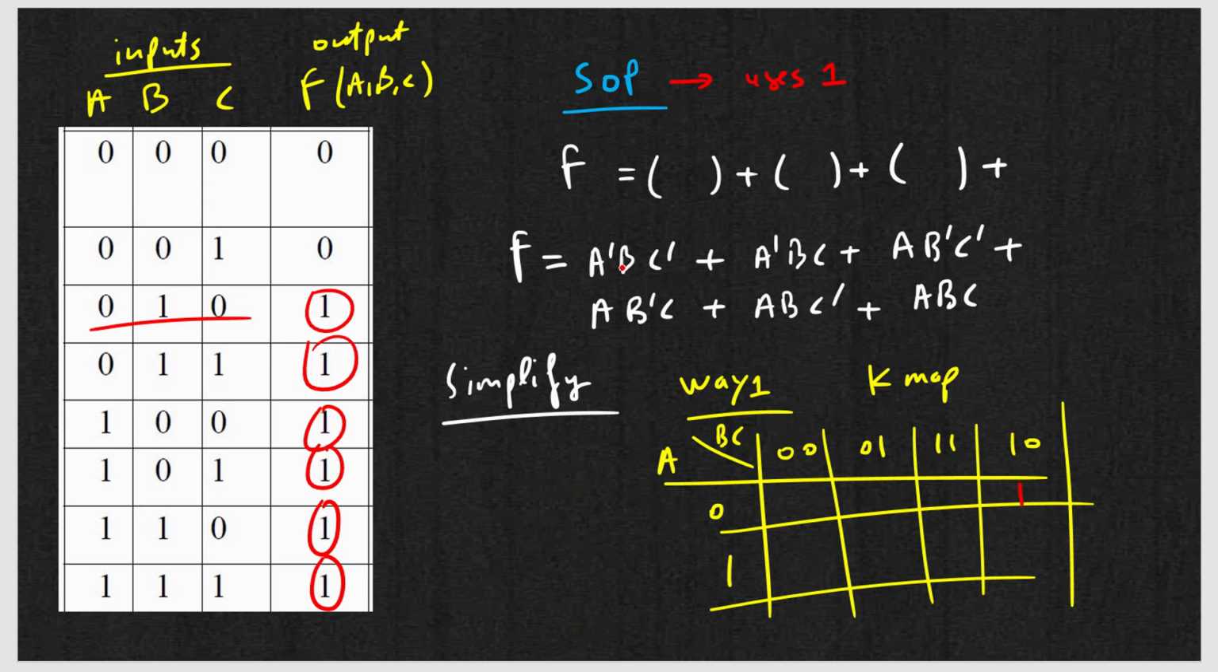And then A prime, B, C here. And then A, B prime, C prime here. Do you agree? Yes. A, B prime, C. And then A, B, C prime, I think here. And then ABC is 1, 1, 1, here. Perfect.